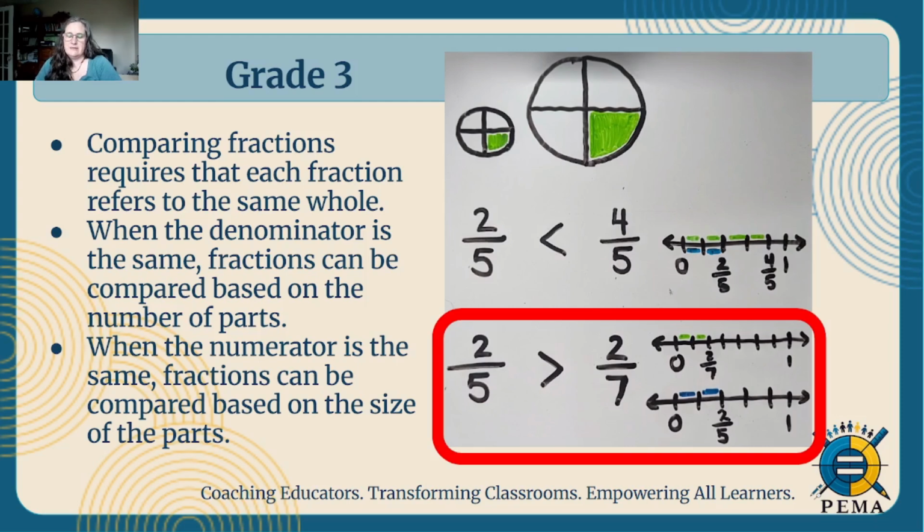A great parallel for this is candy. If you ask students if they want to share a candy bar with one friend or 6 friends, they're definitely going to tell you they want to share it with one, because who doesn't want half of a candy bar instead of 1/6 of a candy bar?